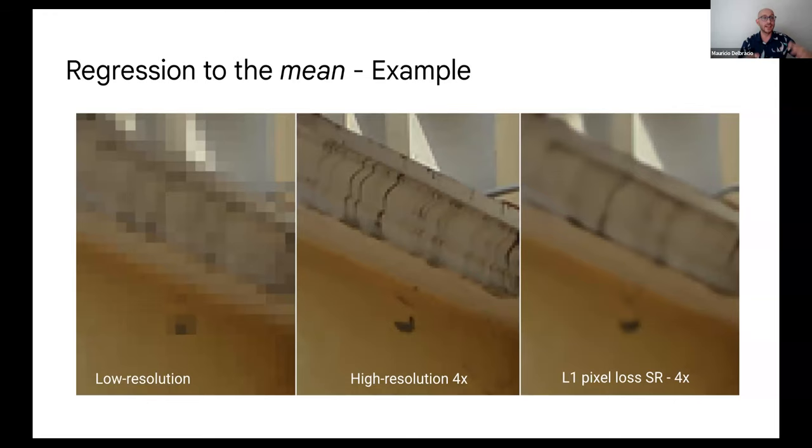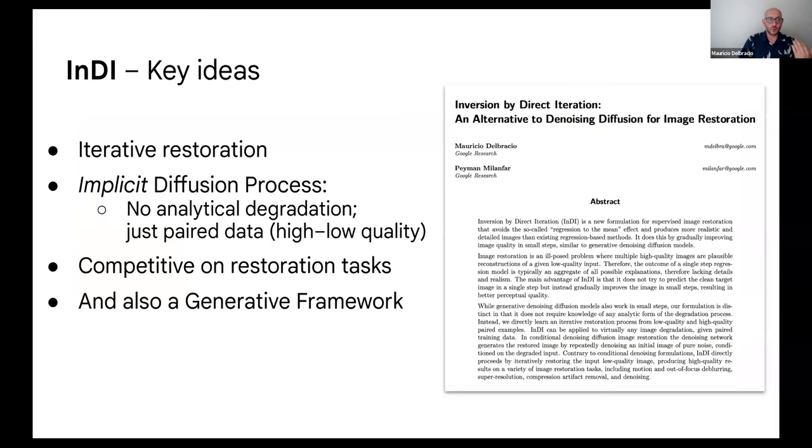And this problem becomes harder as we try to solve more challenging inverse problems, like increasing the level of super resolution. So what I'm going to introduce is our new framework, inversion by direct iteration, that tries to mitigate this issue. And how do we do this? Well, we do this by doing an iterative restoration procedure. And as I'm going to show, it can be seen as an implicit diffusion process where we're just given pairs of low quality and high quality data, and then from there we train models. It's competitive on many restoration tasks, and it's also a generative framework.